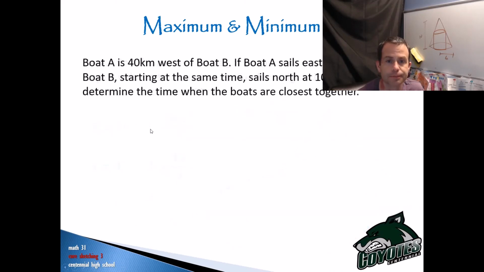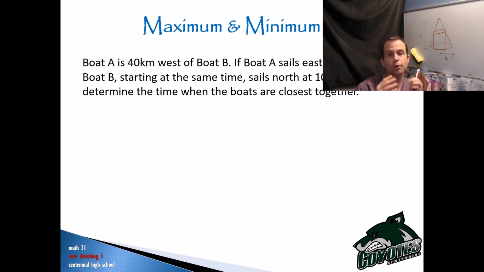All right. Last question. A boat A is 40 kilometers west of boat B. If boat A sails east at 20 kilometers an hour and boat B, starting at the same time, sails north at 10 kilometers an hour, determine the time when the boats are closest together. Okay, so we need to draw some sort of a picture here.